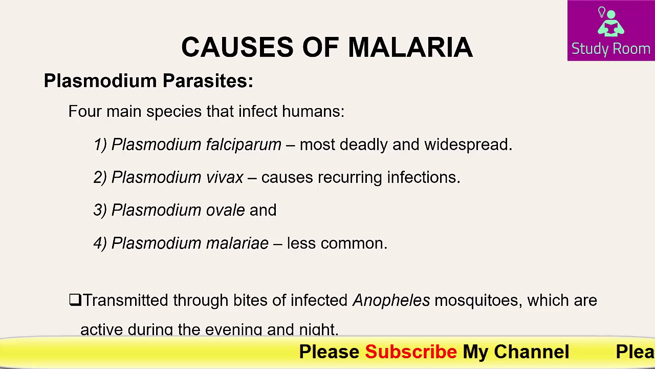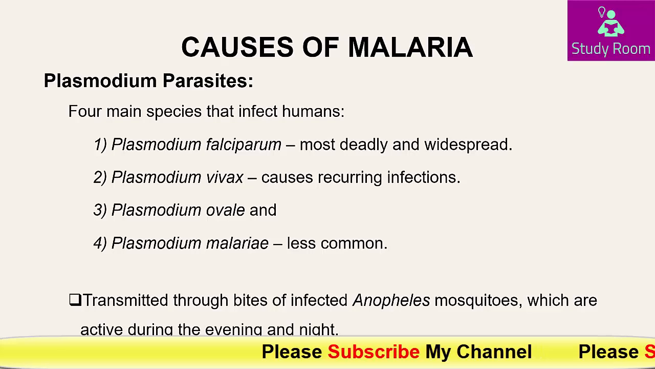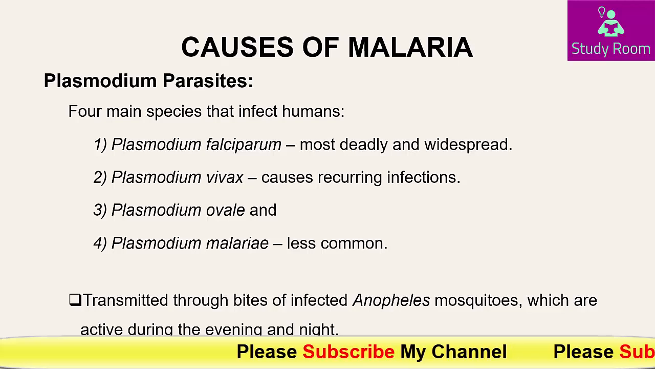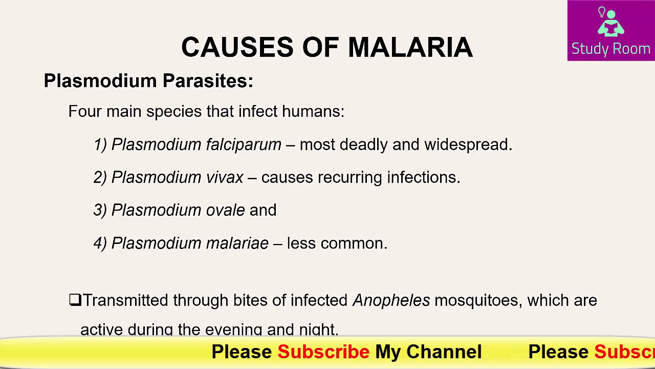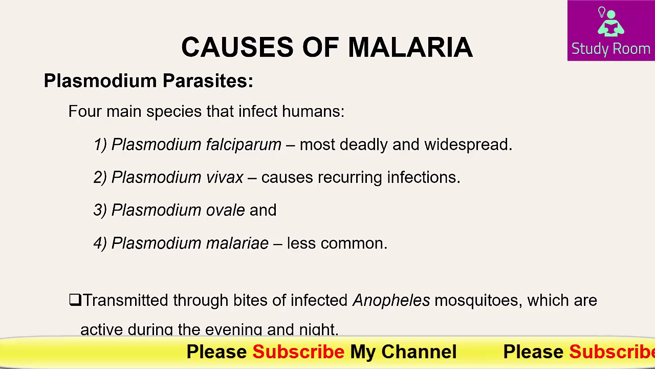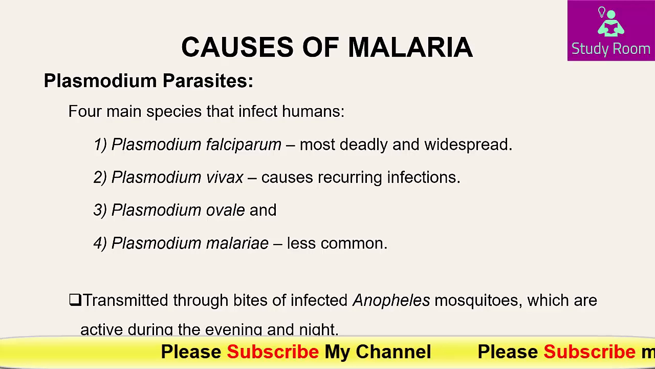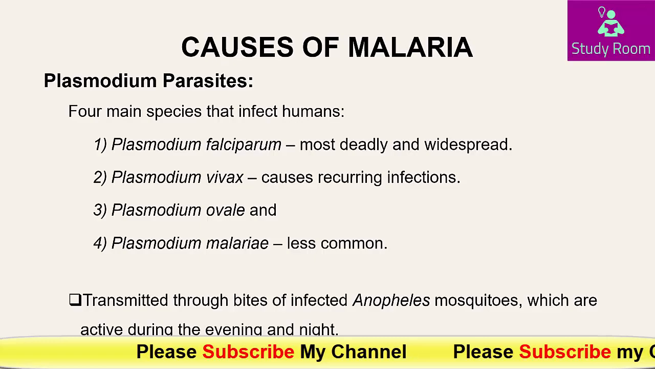Then, causes of malaria. Plasmodium parasites, 4 main species that infect humans. 1. Plasmodium falciparum, most deadly and widespread. 2. Plasmodium vivax, causes recurring infections. 3. Plasmodium ovale, and 4. Plasmodium malariae, less common. Transmitted through bites of infected Anopheles mosquitoes, which are active during the evening and night.